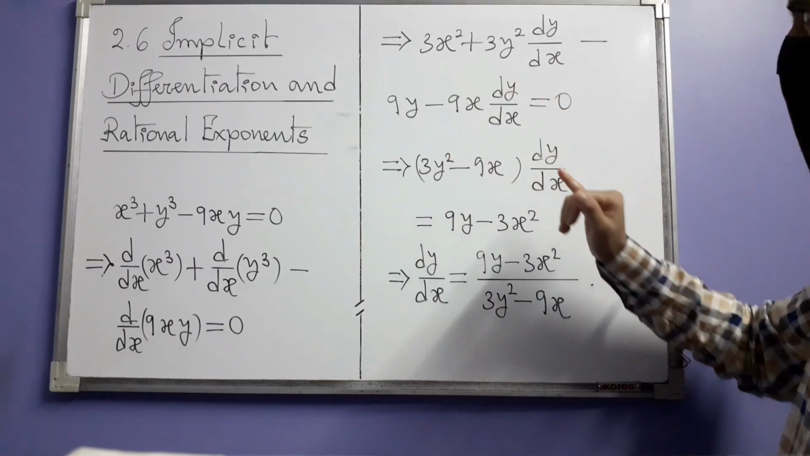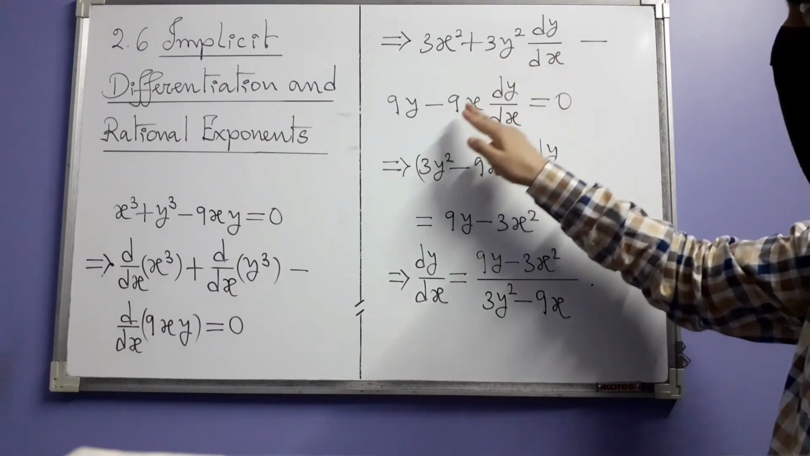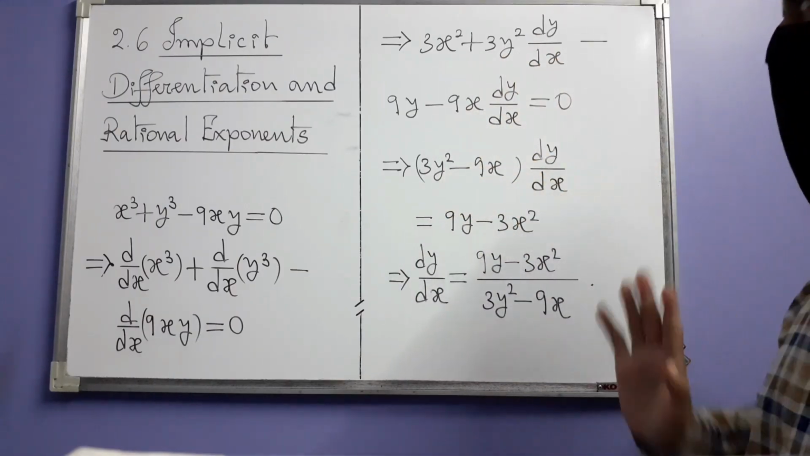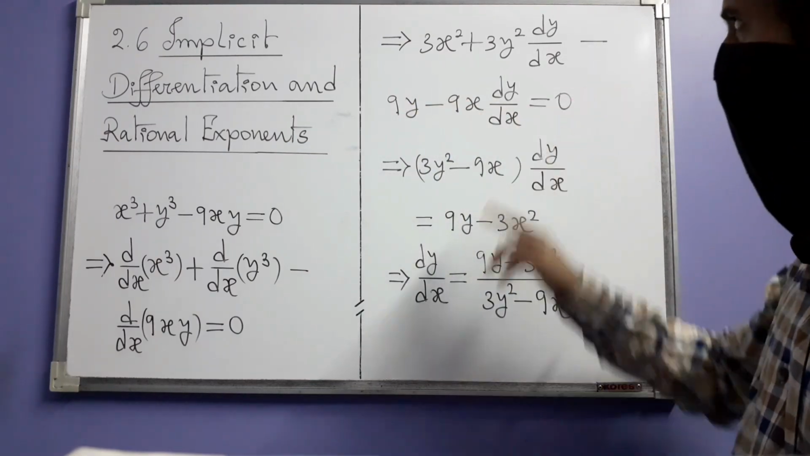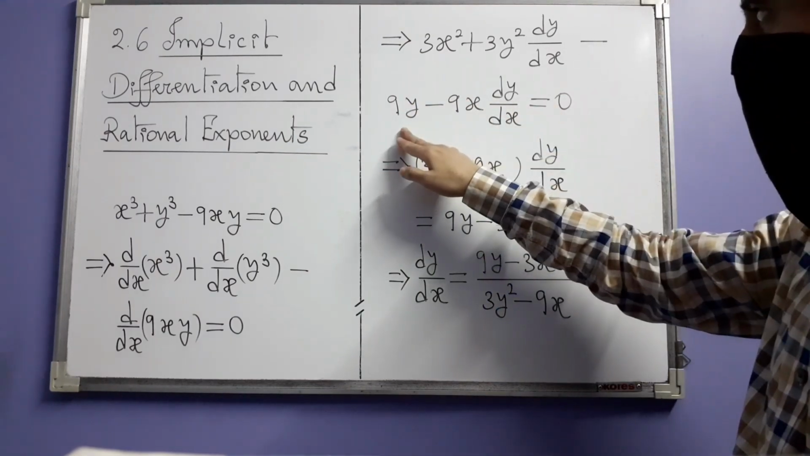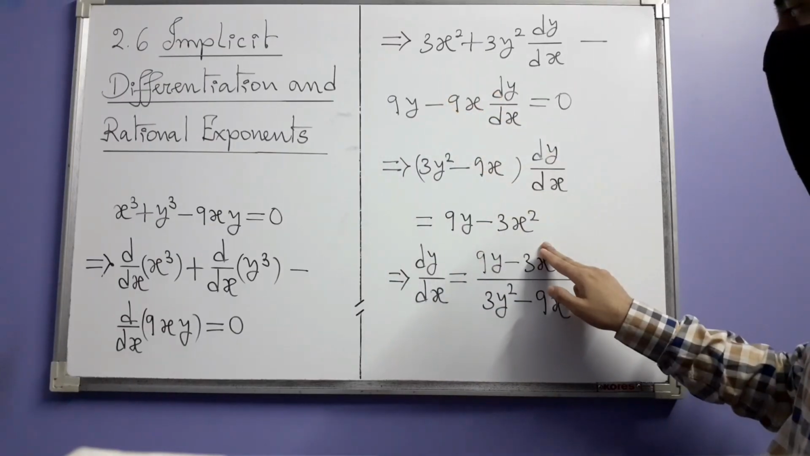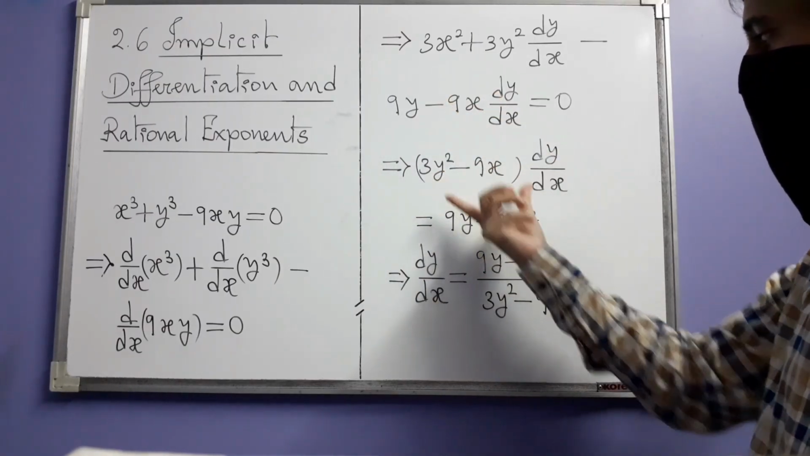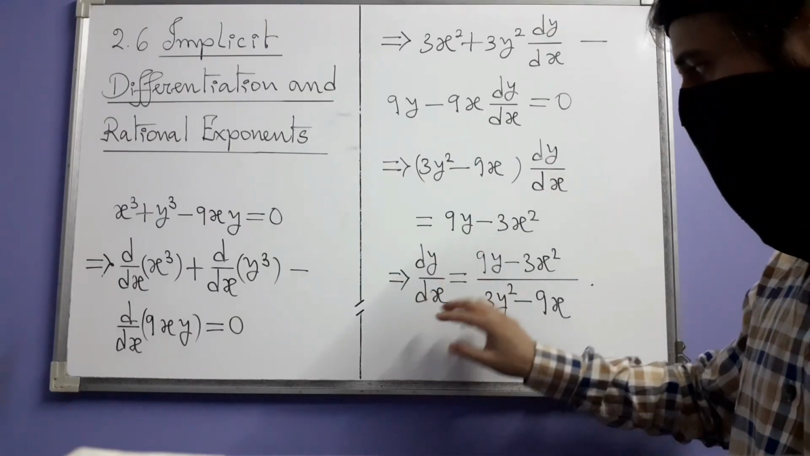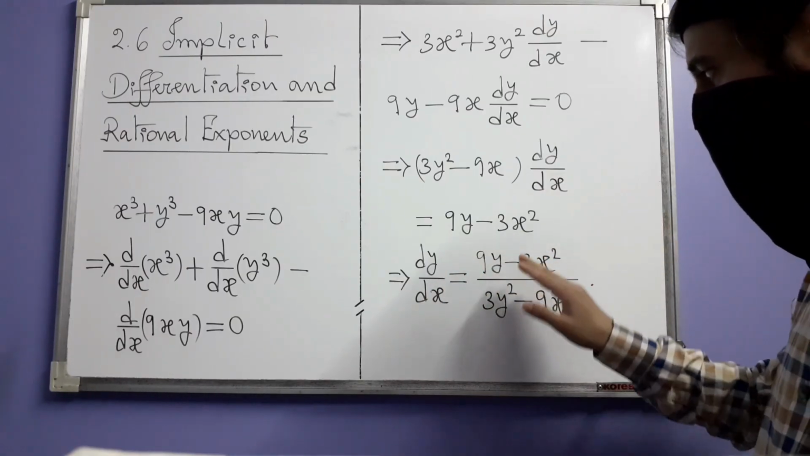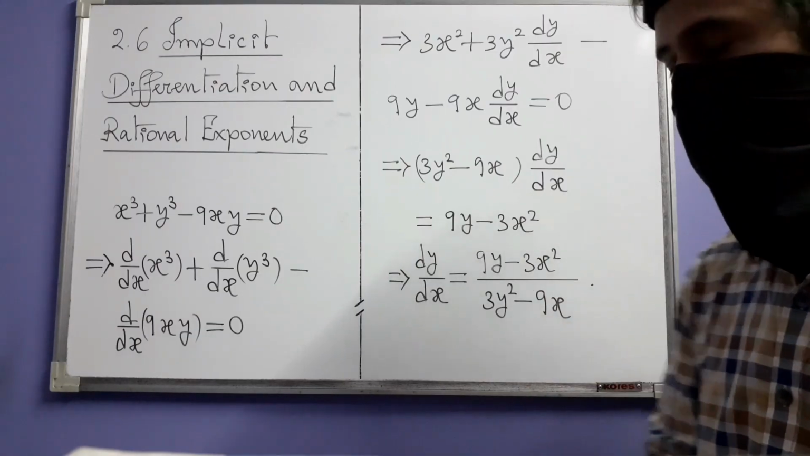And then you can see that two terms have dy/dx: 3y squared minus 9x times dy/dx. And if you push the others to this side, then you have minus 9y on this side, so it will be 9y minus 3x squared. And then you can divide by this. So that way, on one side you have dy/dx, on the other side you have an expression involving x and y, a function of x and y both.